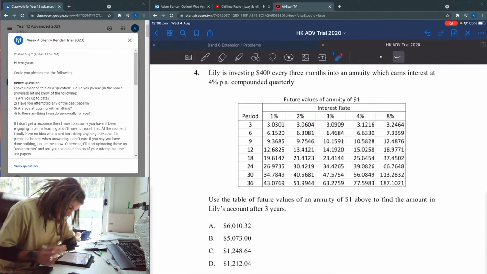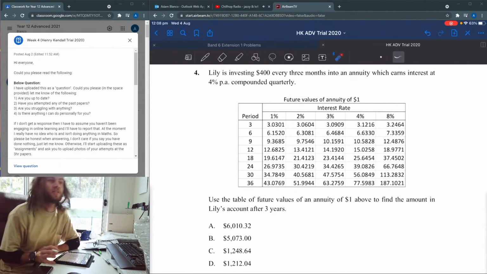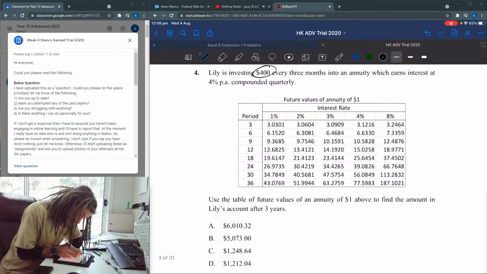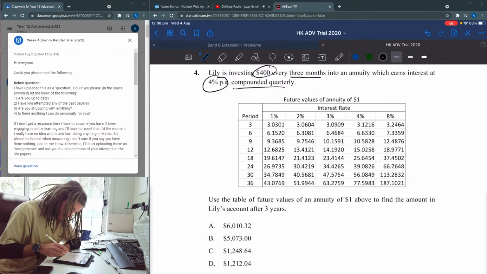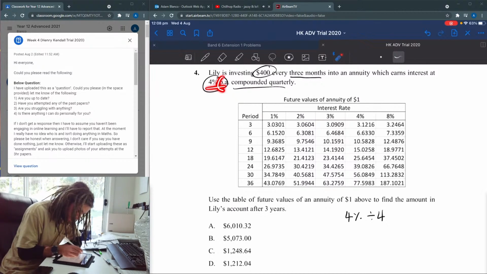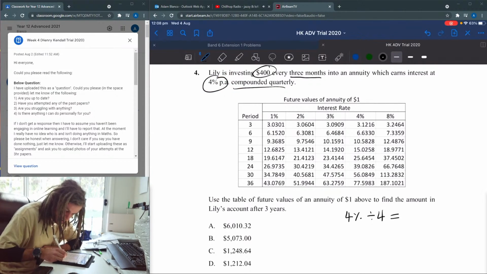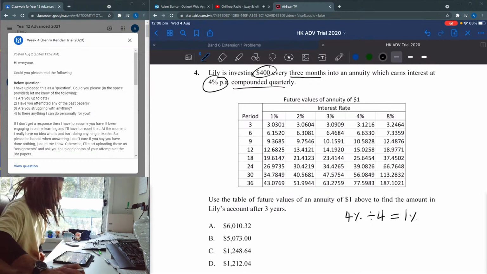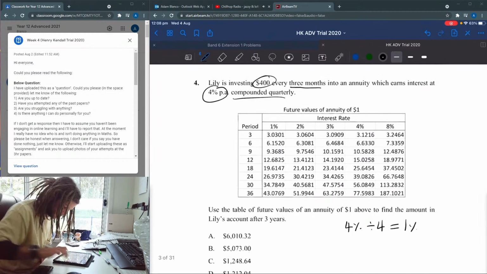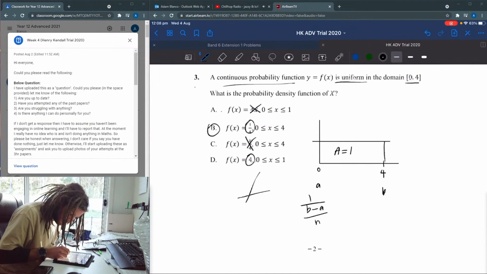Obviously joking. Okay. Future values tables. So many tables in advanced. How good. $400 every month, every 3 months, into an annuity which earns interest at 4% per annum compounded quarterly. Okay, so first let's go 4% divided by 4, because I've got 4% per annum and I'm doing it quarterly. So that's 1%, sorry. I had that formula wrong. It was 1 on B minus A from before. Just looking at the notes.